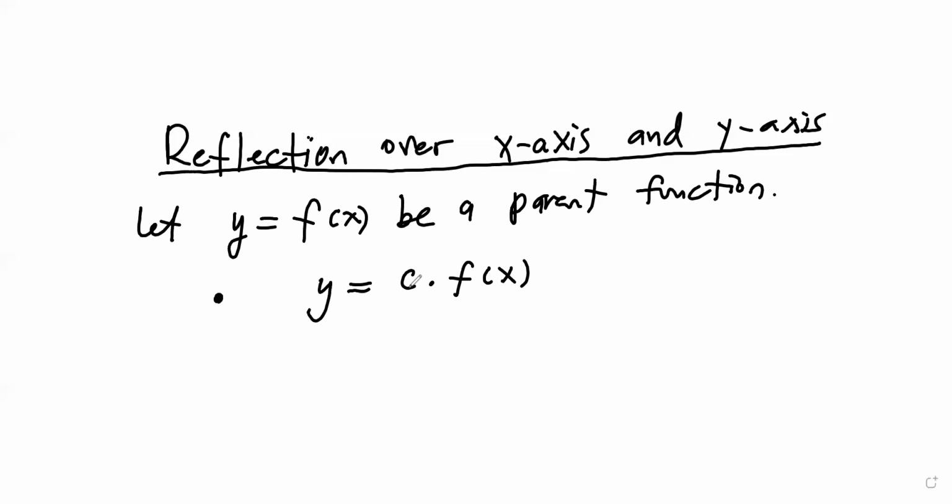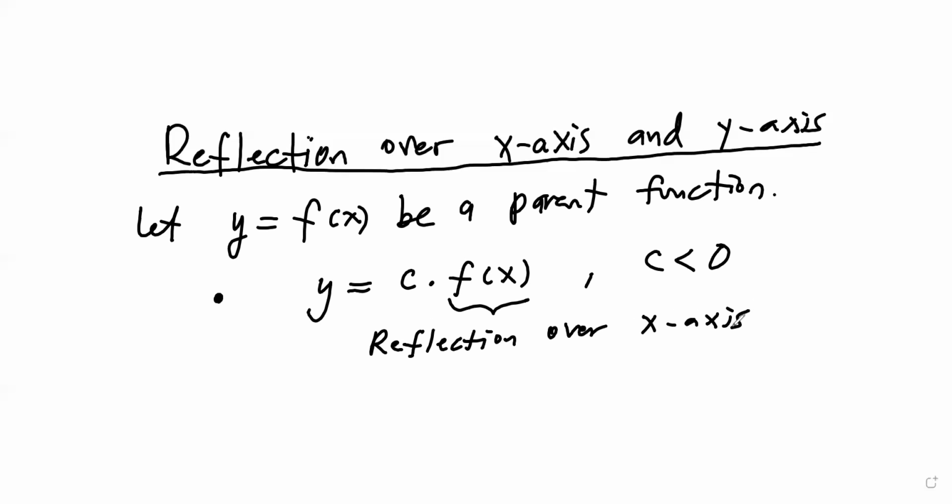Now, of course, c has to be negative in this case, so c is smaller than 0. c is a number, and f of x is a y value. If c is outside, basically a coefficient of f, then this means we're reflecting the graph over the x-axis. So this is a reflection over the x-axis. I will give you examples of it in a little bit.